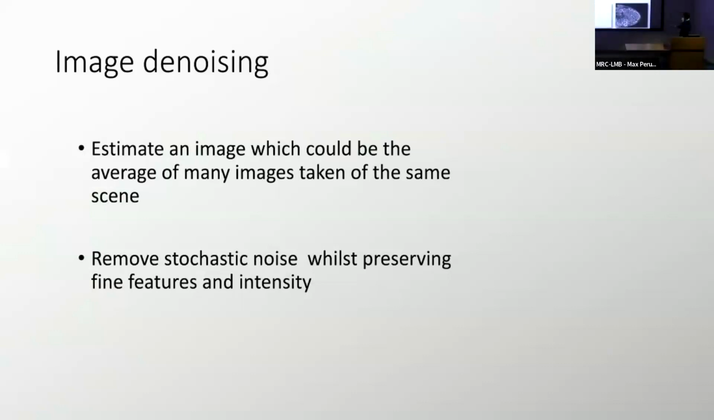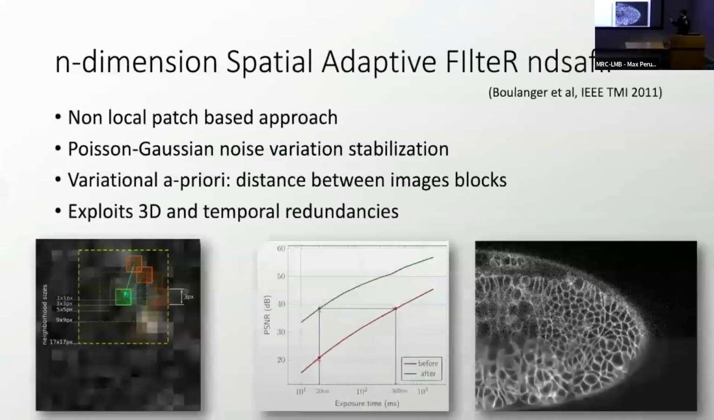So we developed this method, which uses the whole 4D domain to do the denoising. It works by comparing local and non-local patches in an extended neighborhood in space and time. It deals with Poisson and Gaussian noise, and basically you exploit the 3D temporal redundancy to virtually increase the exposure time. So here we have an example.